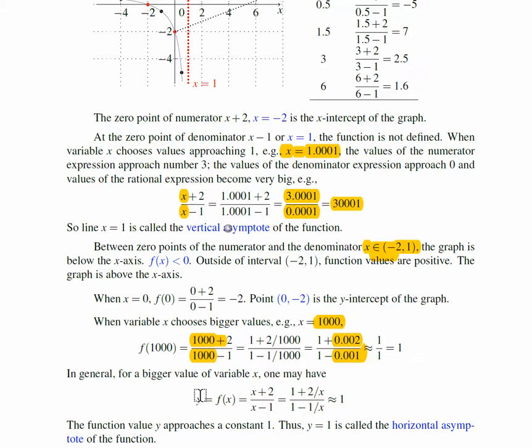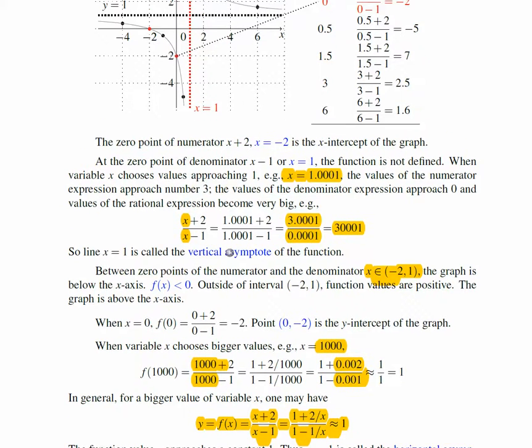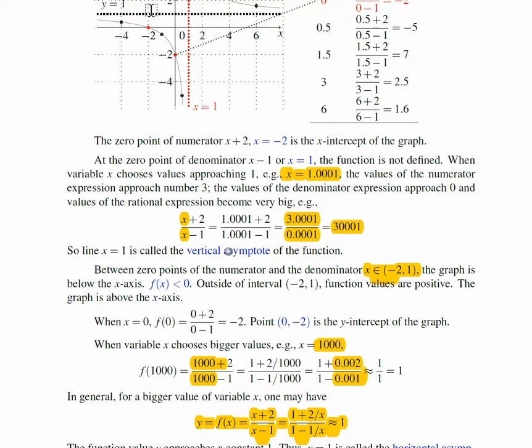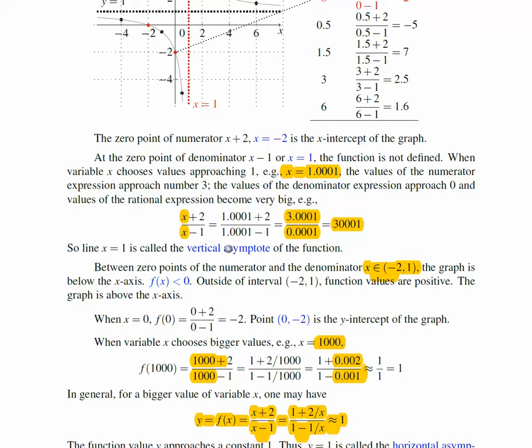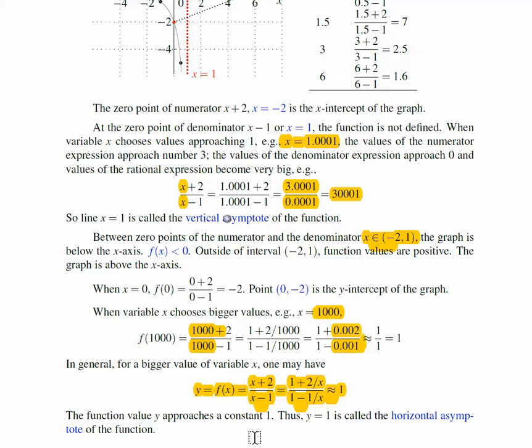You see the general step is right here. When x is very big, 2 over x can be ignored. 1 over x can also be ignored. Upstairs is just 1 divided by 1. So you have y approximately equal to 1. So this is how we get this horizontal asymptote.